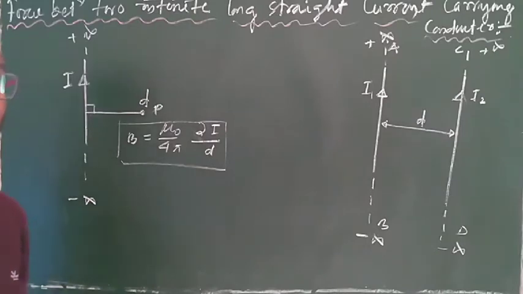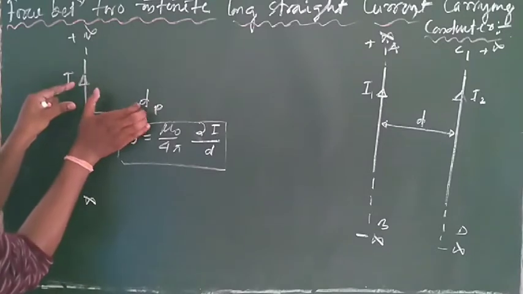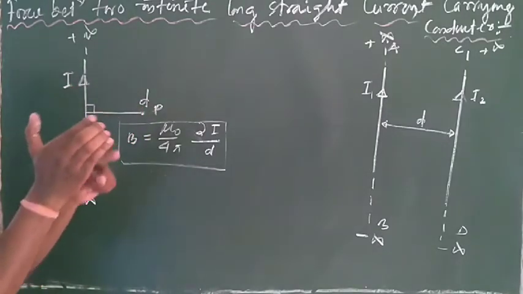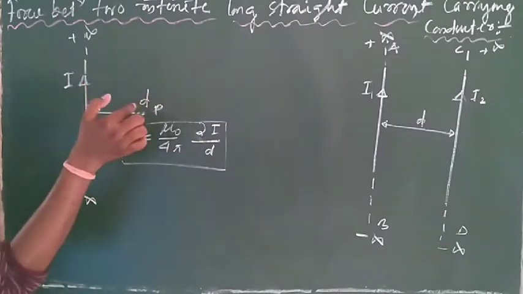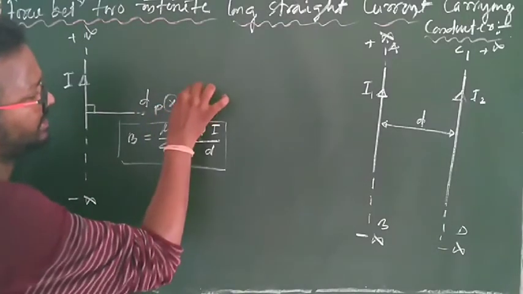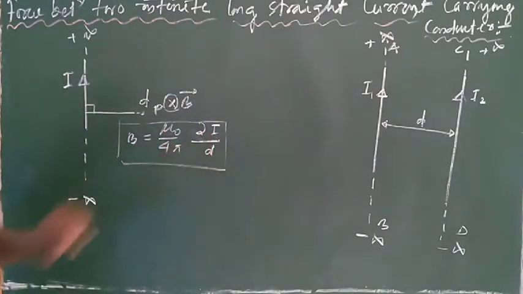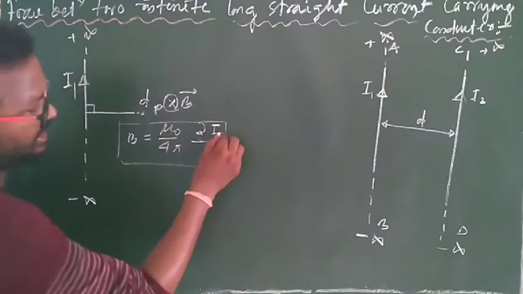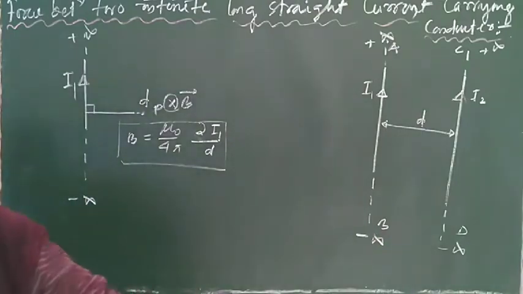Now we have to find the direction of the magnetic field at point P due to this conductor. We use the right hand thumb rule. The thumb indicates the direction of current, and if we curl the fingers, the tip of the fingers indicates the direction of the magnetic field. So at point P, the direction of the magnetic field is inward. Its magnitude B equals mu naught by 4 pi times 2I by d. If this current is I1, then the current will be I1. Clear? So look at the diagram.